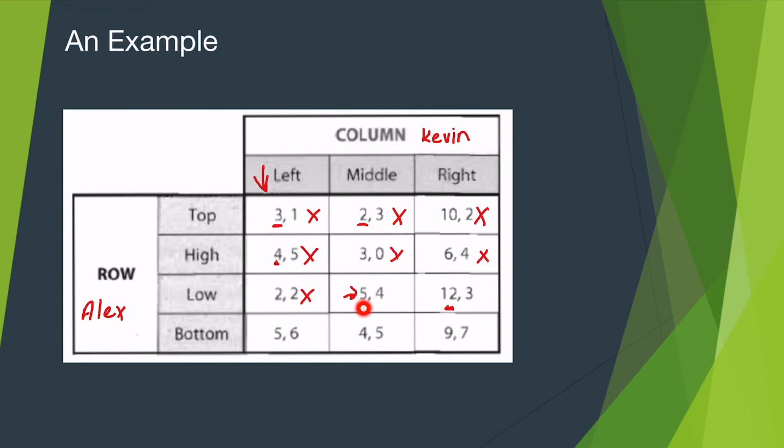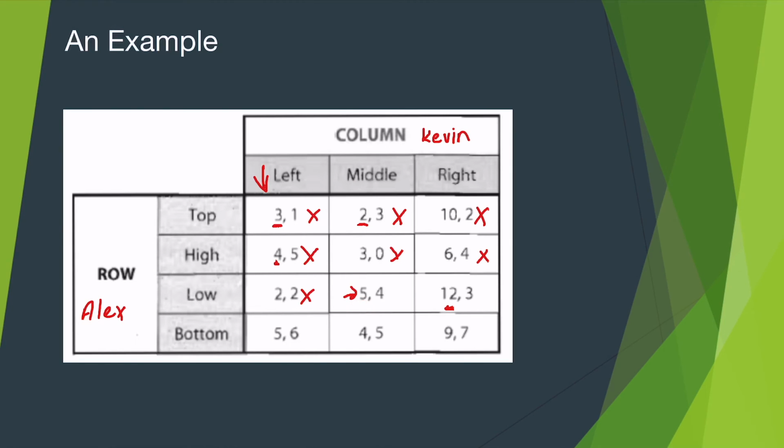Let's look at this cell now. In this cell, can Alex get more points by changing his decision? Remember, we fixed Kevin's decision. So we know that Kevin chose middle. Can Alex get better by switching? No, 5 is the best response for Alex.